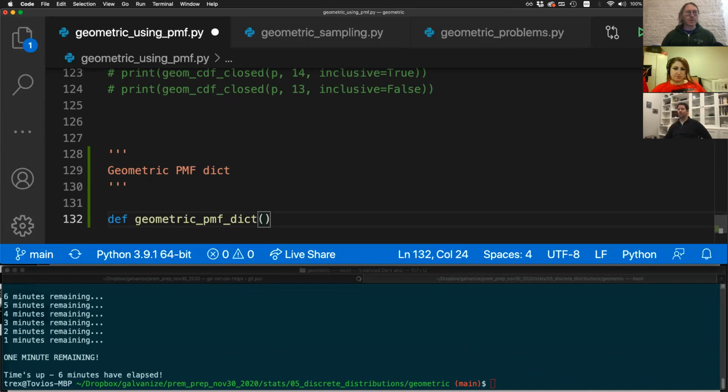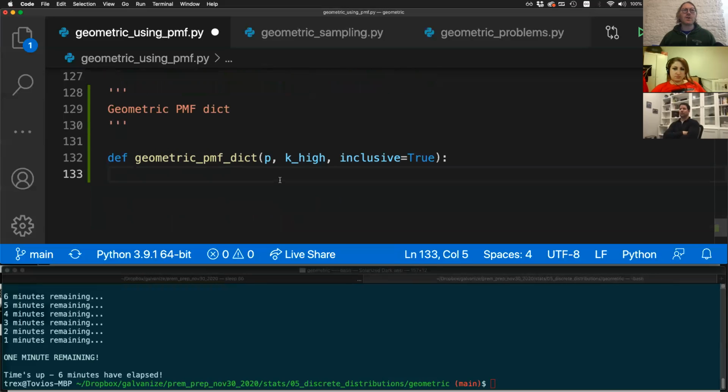Okay, so we're going to pass in the probability. We're going to pass in k high, as we've been doing. And we're going to put this inclusive flag in. Although I think you can see at this point, whether we consider it to be inclusive or exclusive, whether we use one form or the other, depends on how we're thinking about the problem. It's how we interpret the problem. And at the end of the day, we're going to get the same probability out, whether or not we use inclusive or exclusive.